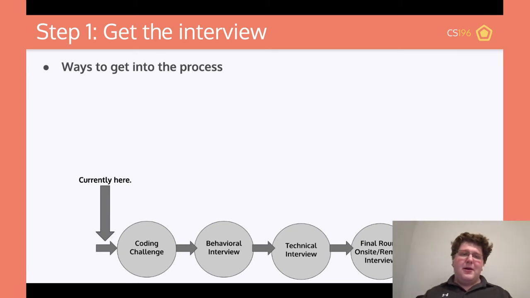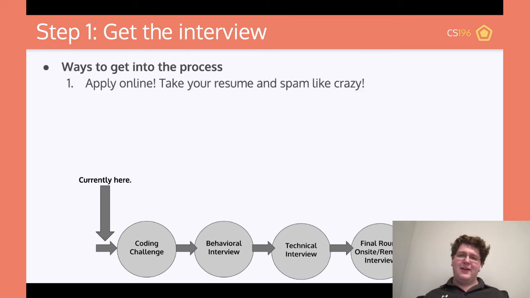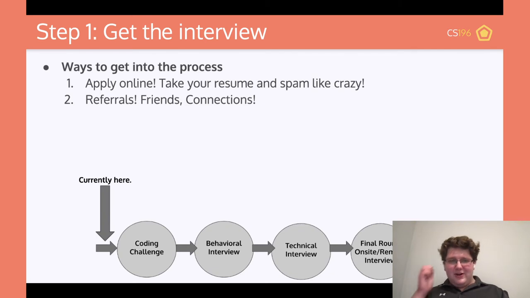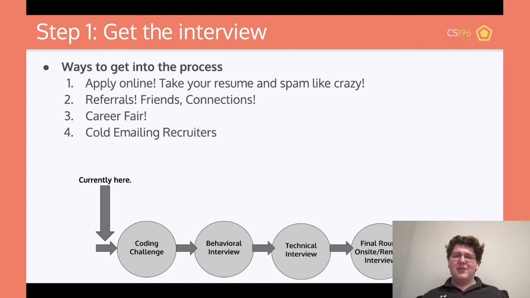So there are a bunch of different ways to get into the process of getting an interview. Some of them include applying online. Just spam it everywhere. Referrals, right? Talk to your friends, make connections with people, try and get a referral somewhere. The career fair, a great way to get internships. Cold emailing recruiters, right? This one sometimes actually works. You don't think it would work, but if you just email people, sometimes they respond, and sometimes you'll get an interview from that.